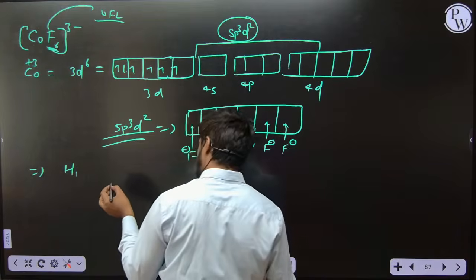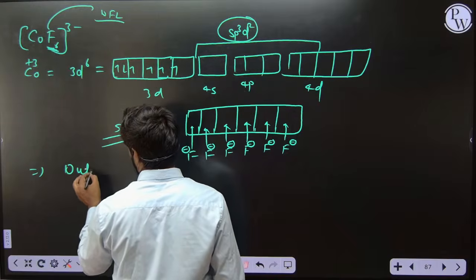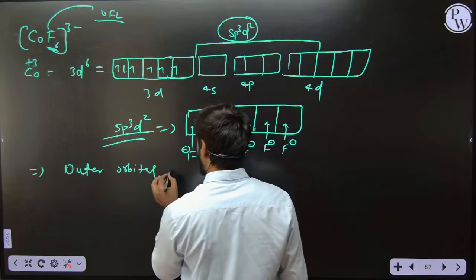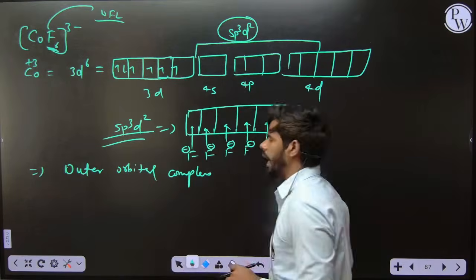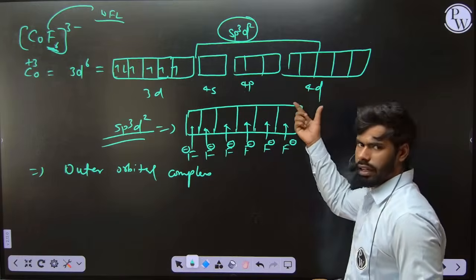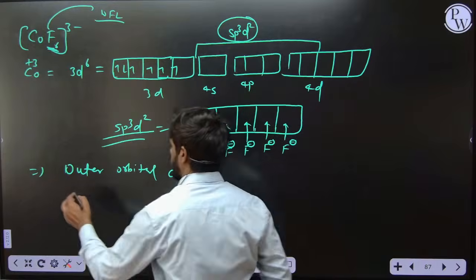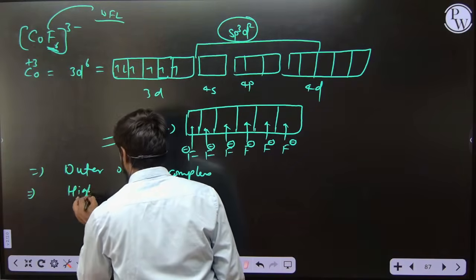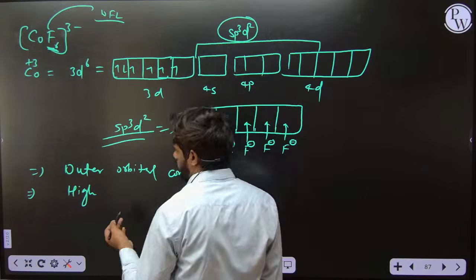Now since it is sp3d2, we can say it is high spin. First of all, it is an outer orbital complex. So why is it an outer orbital complex? As the outer orbitals are used for the formation of the hybridization for overlapping, it is an outer orbital complex. And it is high spin, as pairing is not done, so it is a high spin complex.